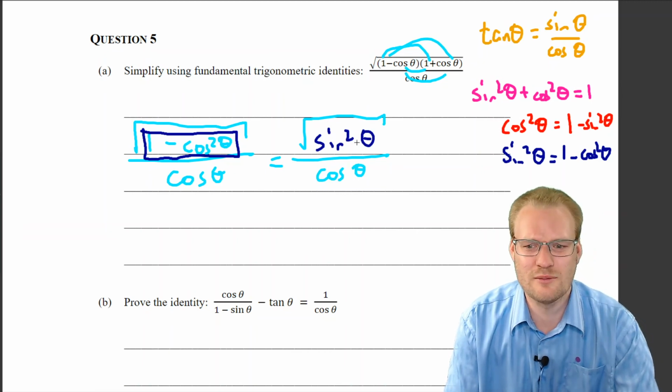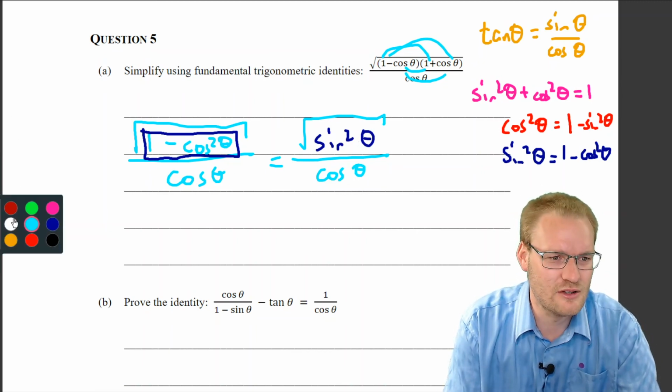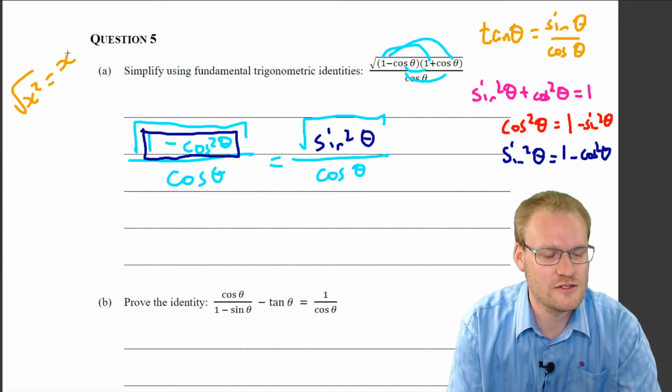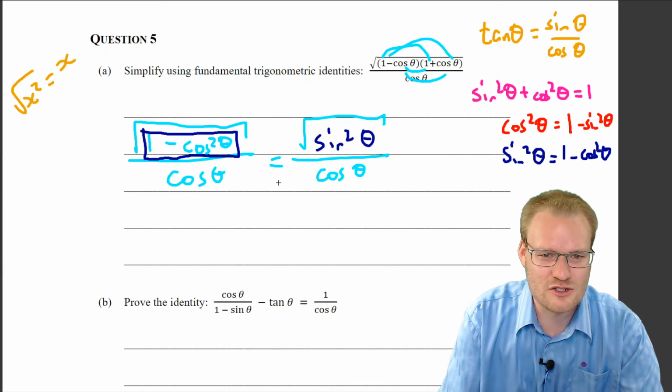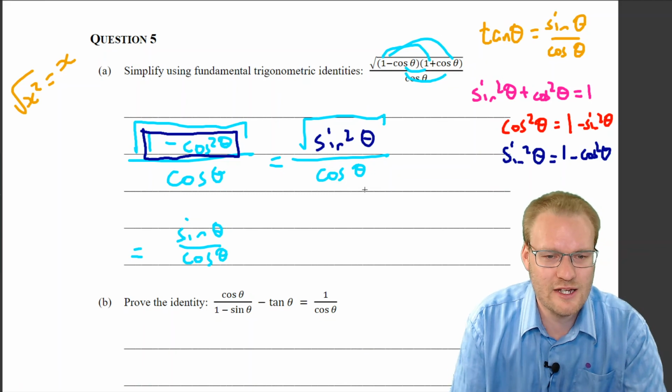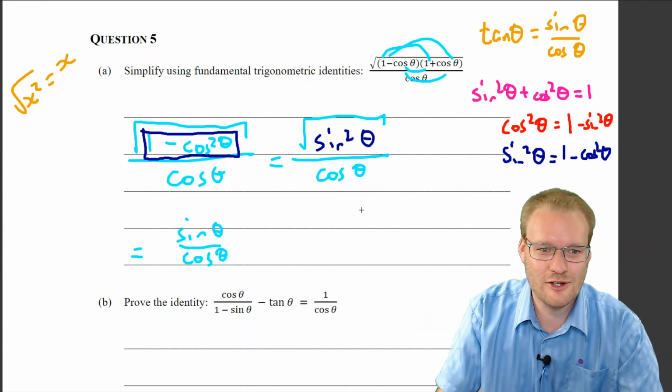Well, the square root of something squared, that's like saying, well, what's the square root of x squared? Well, modulus of x, perfect. So that's just the same as sine theta over cos theta. And we're done. No, we're not done.